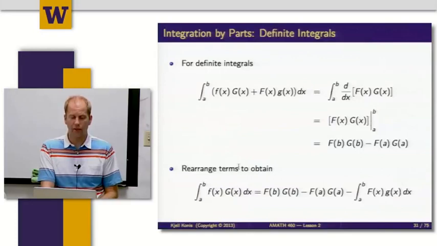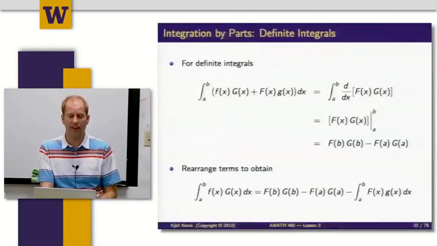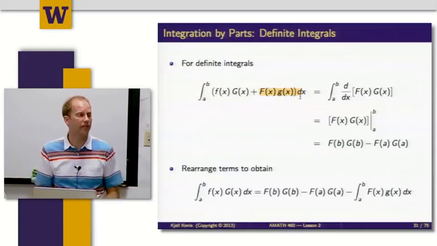And I can then just rearrange the terms. So I can use the linearity property to put this integral sign in front of this function as well. So I can write this integral of a sum as the sum of two integrals. And that gives me the integration by parts formula for a definite integral.